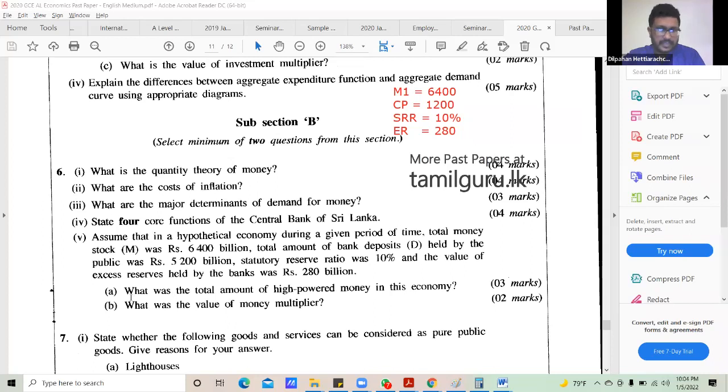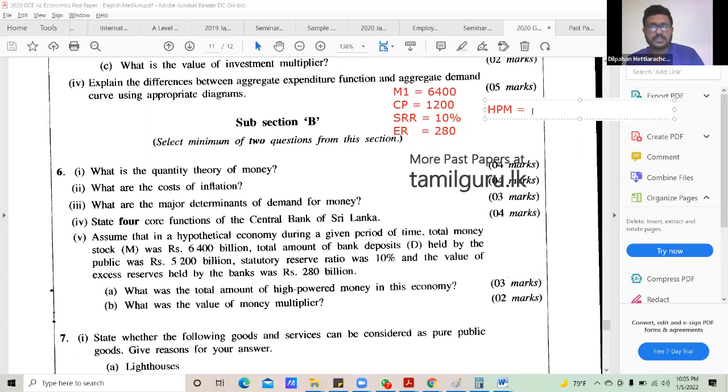Right. So we'll read the question. What was the total amount of high-powered money in this economy? Can you remember high-powered money? What is this high-powered money? This is the base for the total money supply. This is the foundation. This is the strongest money circulated within the economy. Strongest means not in terms of physical strength, but in terms of liquidity, in terms of purchasing power. High-powered money is the most liquid asset. So in terms of actual money, high-powered money represents that.